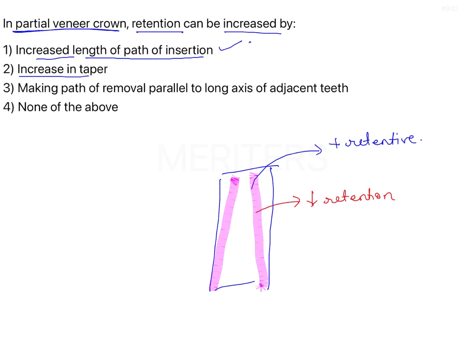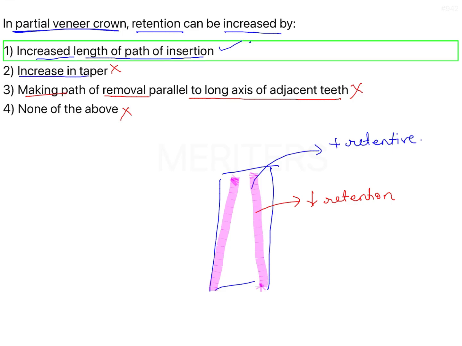So this is incorrect. Making path of removal parallel to long axis of teeth is done ideally for full coverage crowns, not for partial veneer crowns. This is incorrect, and none of the above is also incorrect. So the correct answer is option 1, by increasing the length of path of draw. That means making sure that the walls are a little longer and you have more resistance like this for the crown to stay on. Okay, so the correct answer is 1.